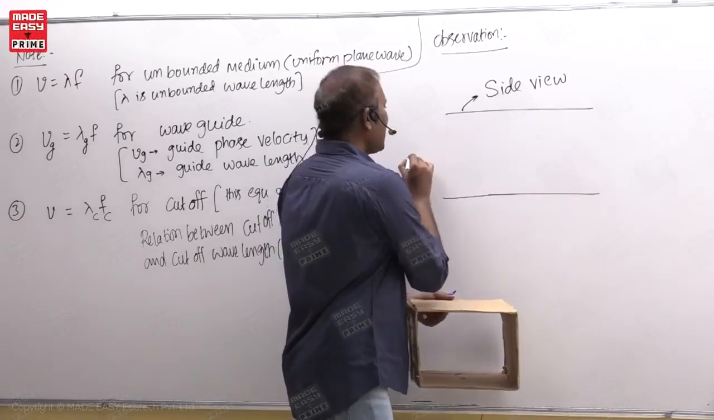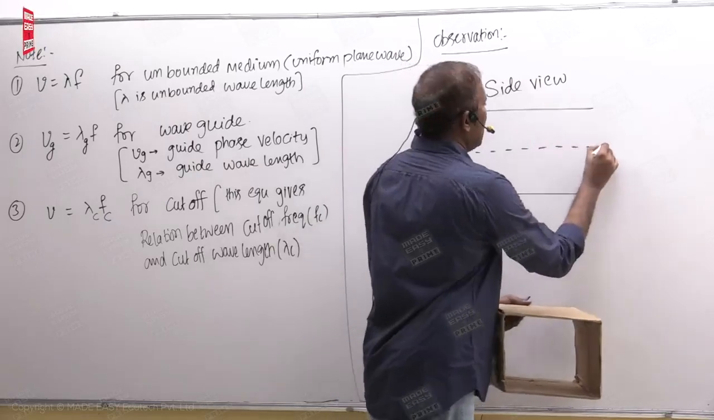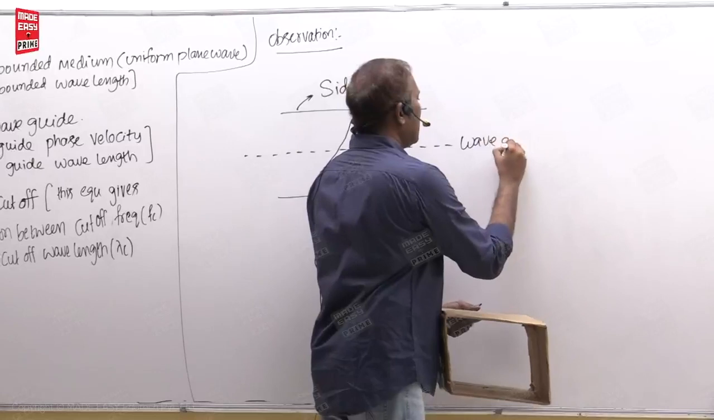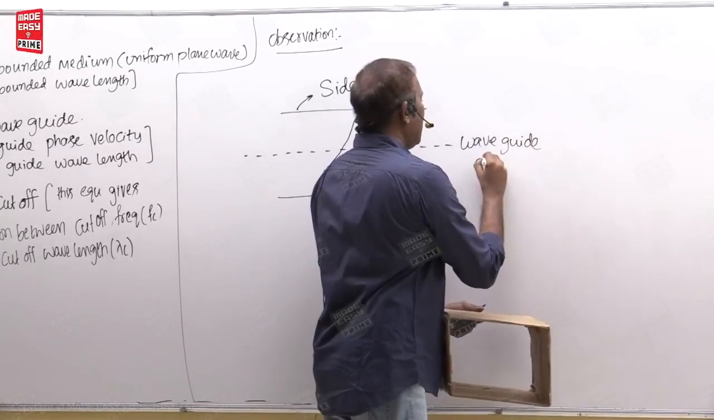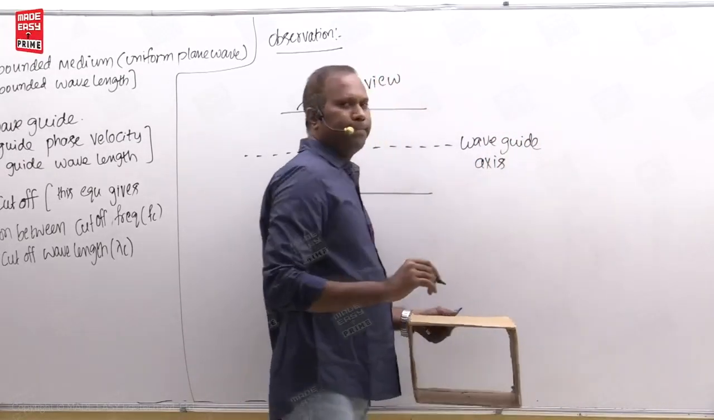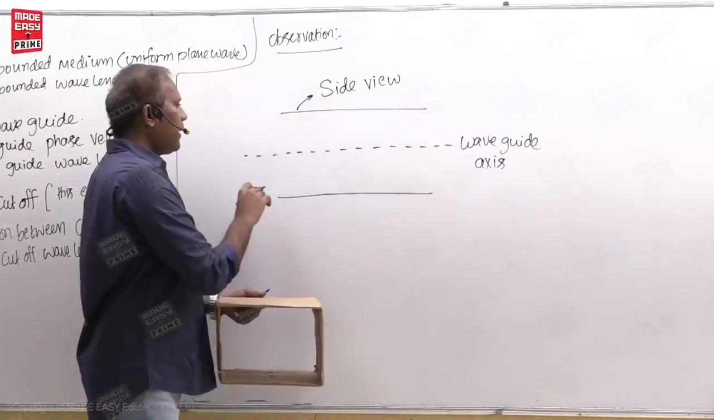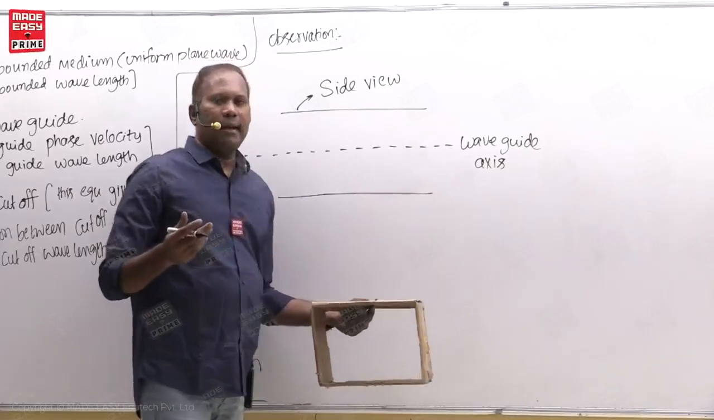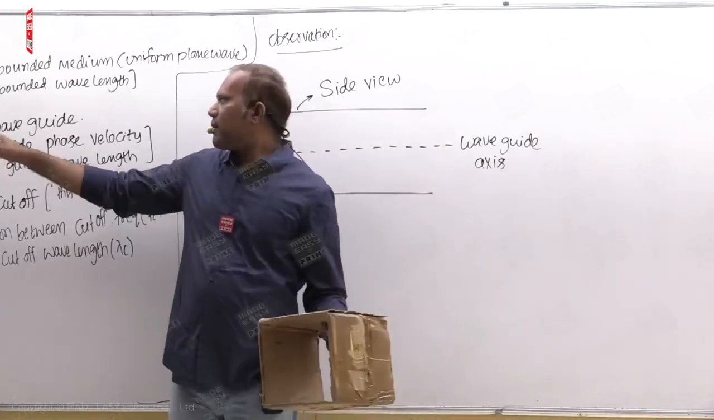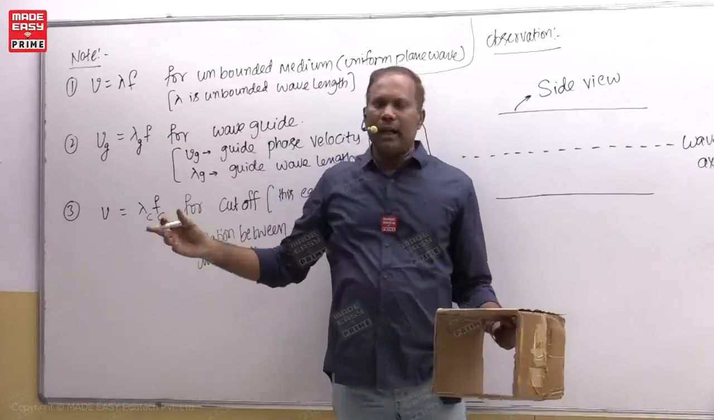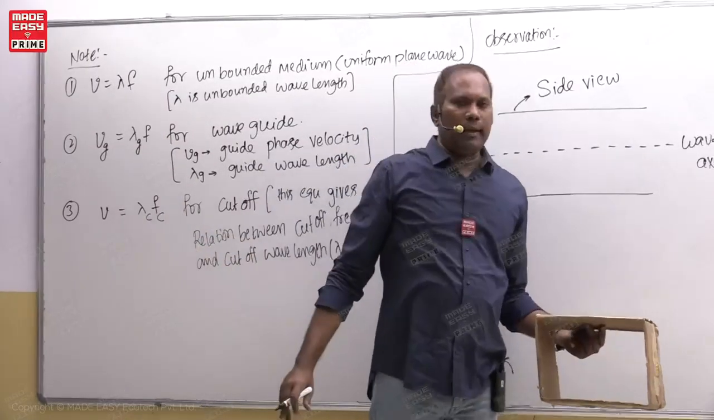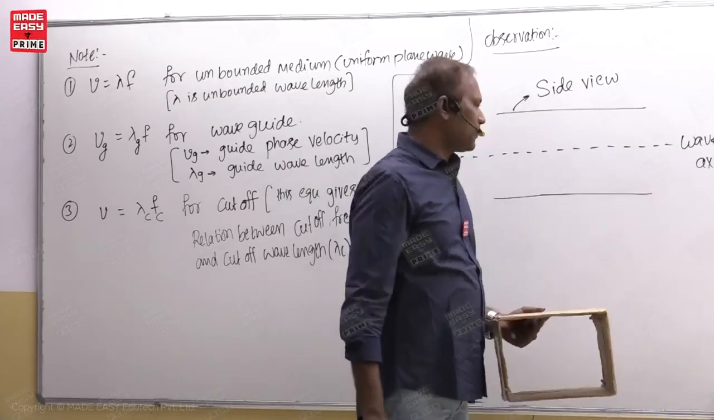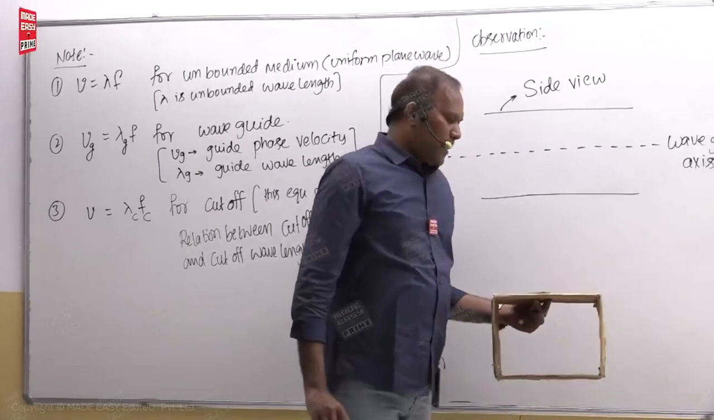Now I was telling you what this is. This one is called the waveguide axis, that is the central line. So I told you if any EM wave travels in the direction of the waveguide axis, that is like a uniform plane wave, and this equation is valid. And you need not take it as if the wave is traveling in the waveguide. No need to take. Okay.